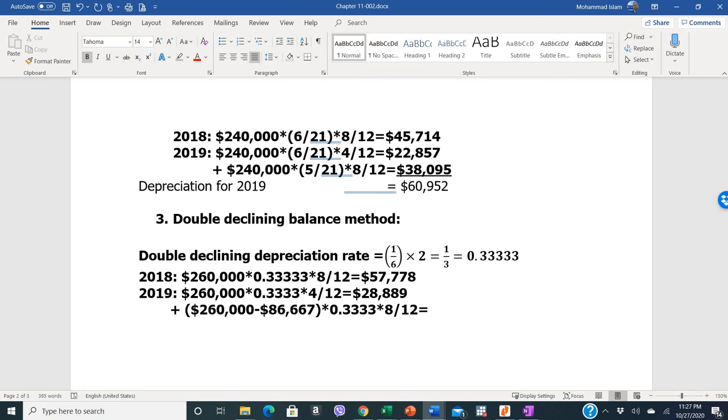38,518. And so the total depreciation for 2019 would be equal to the sum of this one and this one, which is equal to 67,407. I hope you got it. Okay, this is how we calculate the partial period depreciation. Okay, thank you so much.